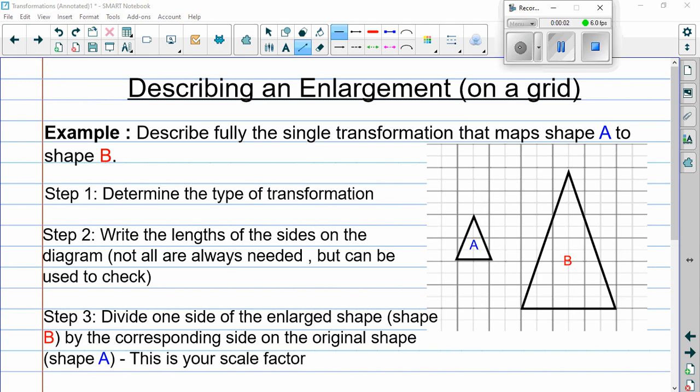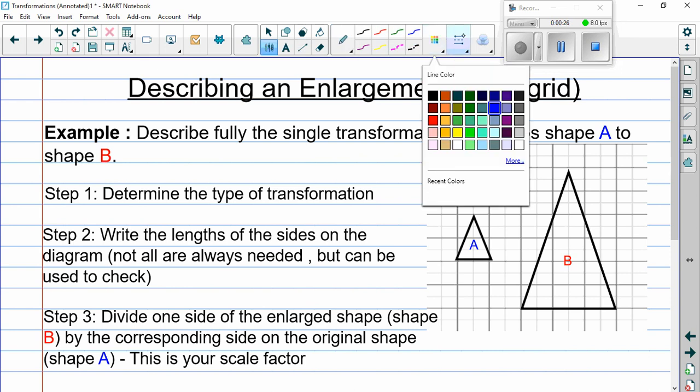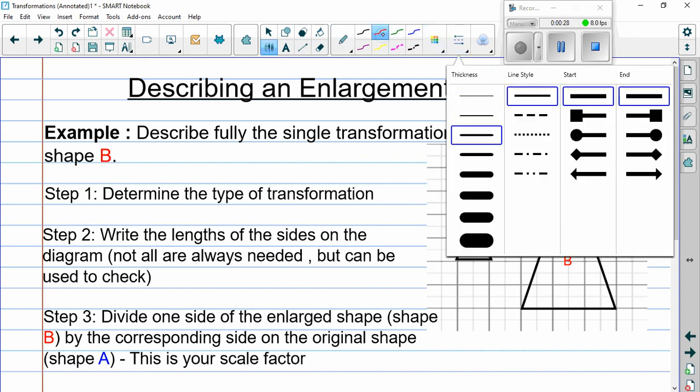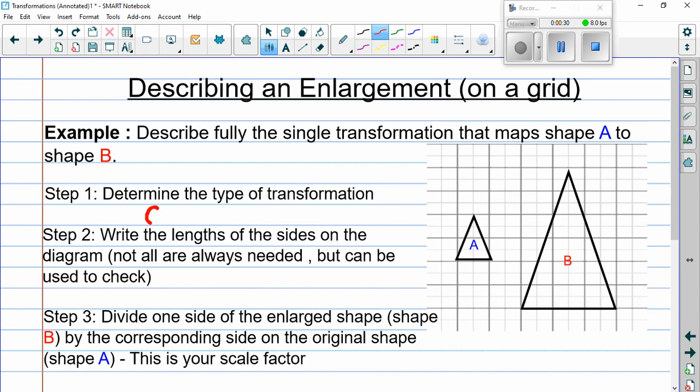So today we're going to describe an enlargement, and we're going to do this on a grid. Describe fully the single transformation that maps shape A to shape B. Same standard question across the board we've been having in the past. So step one, determine the type of transformation. Well, the only transformation that changes its size is going to be our enlargement. So right away, we can get one of those easy marks by just writing enlargement.